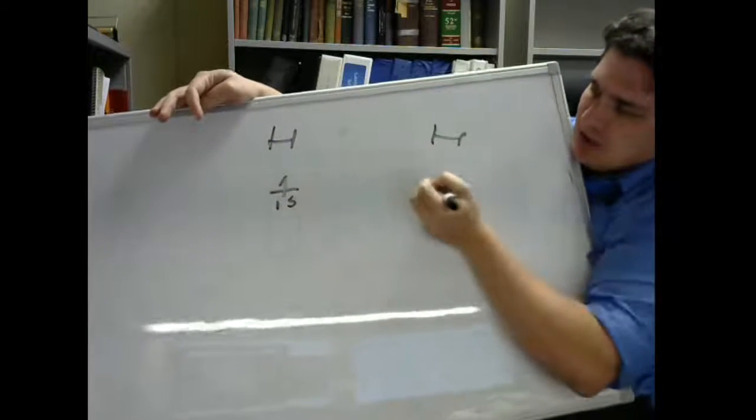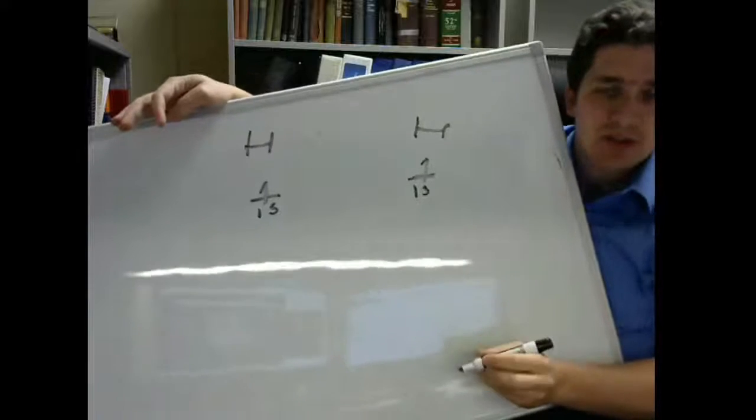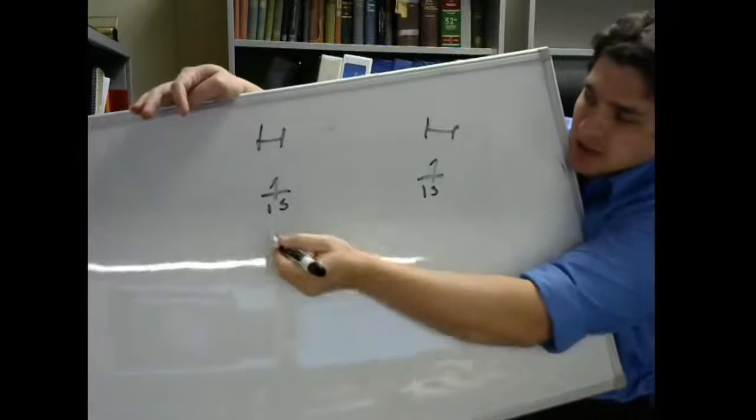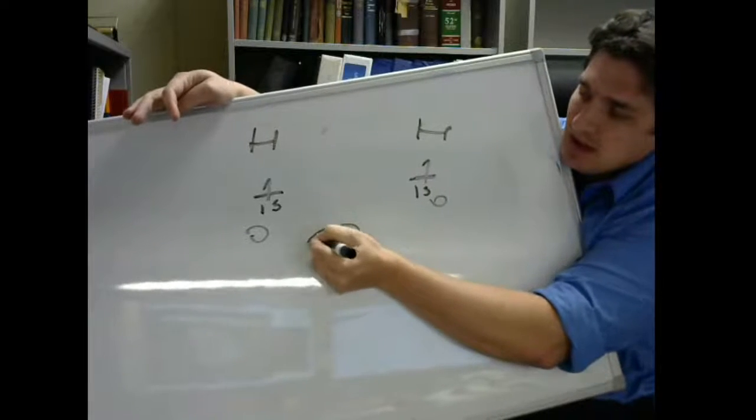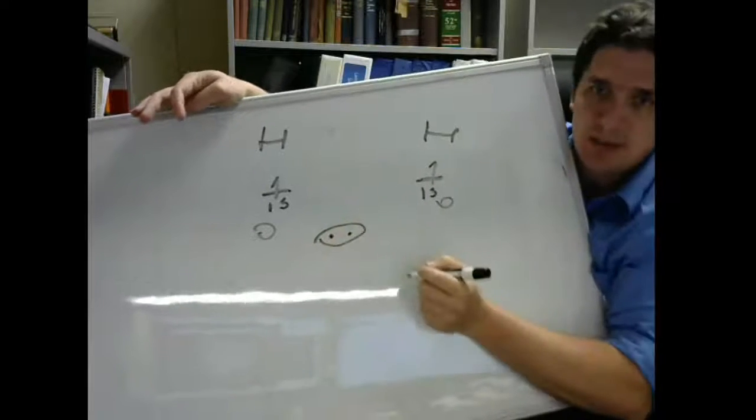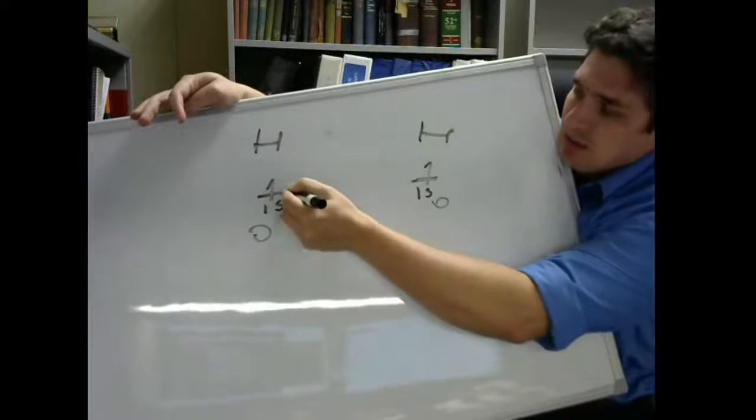And each 1s orbital contains one electron. So we're going to add the wave functions together. Your s orbitals look like spheres. When we add them together, we're going to get kind of this long eclair-shaped orbital. This is our bonding orbital.